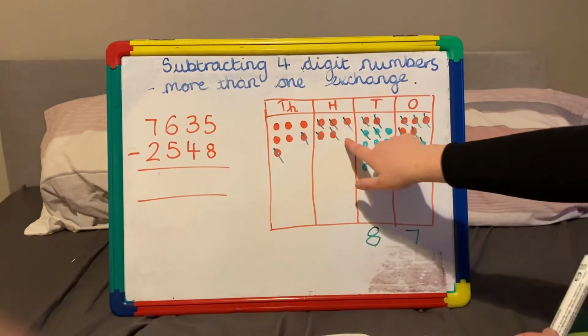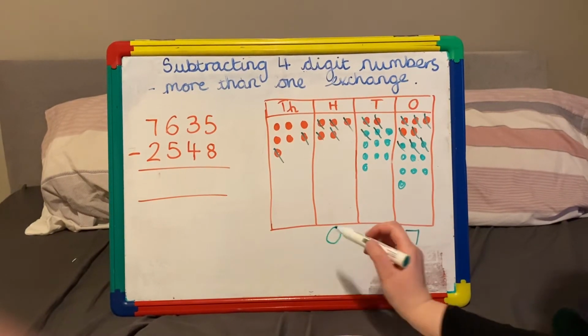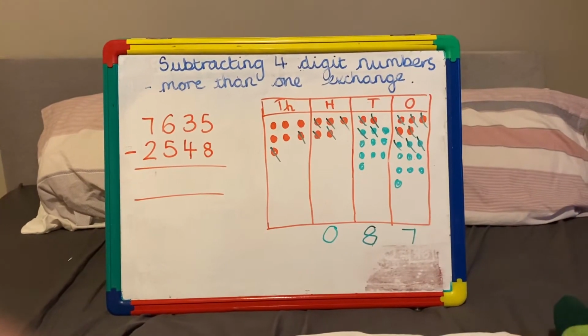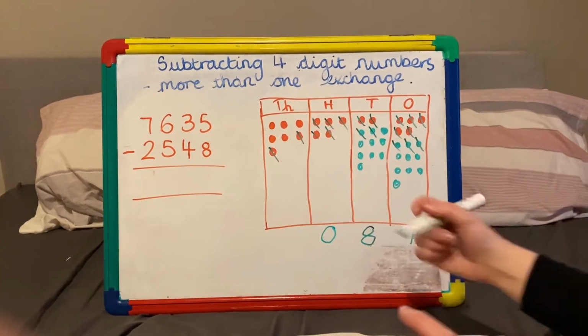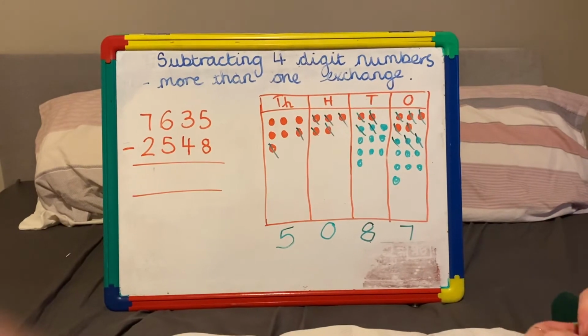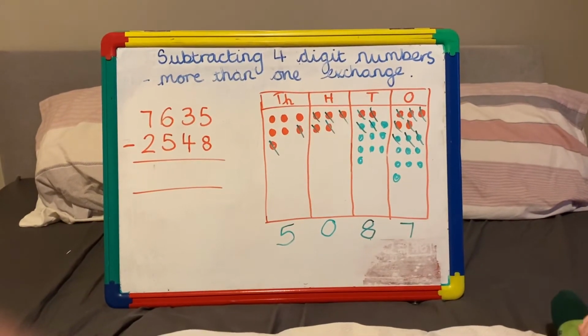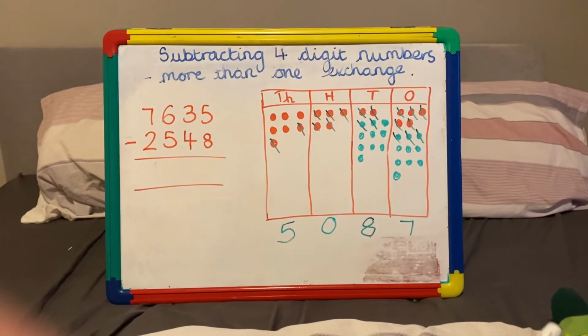How many do I have in my hundreds column? None, which means I need to put a 0. How many do I have in my thousands column? 1, 2, 3, 4, 5. So I've worked out that my answer is 5,087. So we're going to quickly work this out now in the column method.